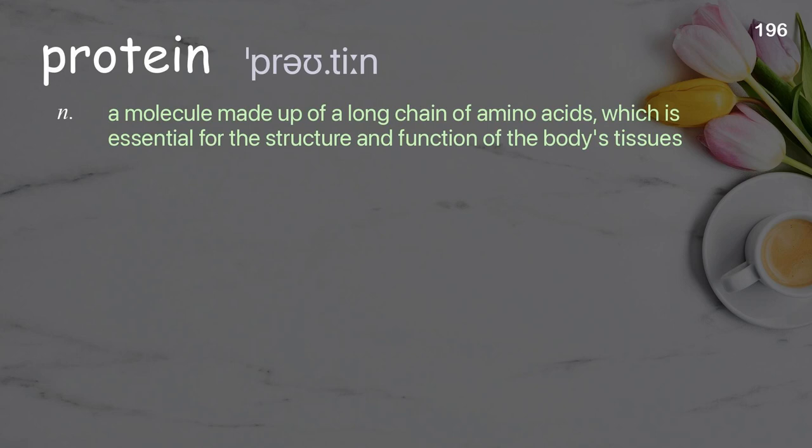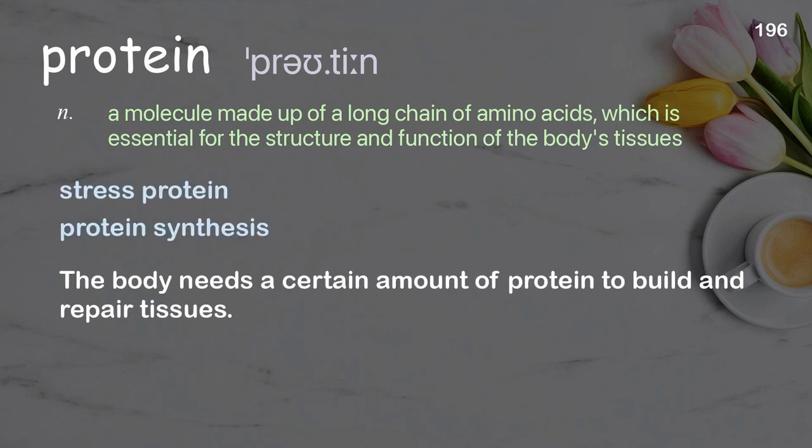Protein. A molecule made up of a long chain of amino acids, which is essential for the structure and function of the body's tissues. Examples: stress protein, protein synthesis. The body needs a certain amount of protein to build and repair tissues.